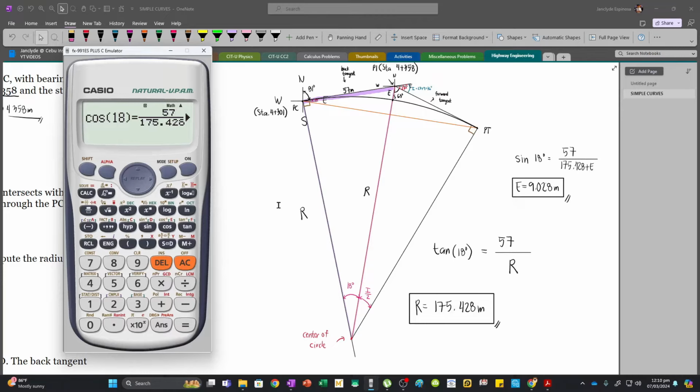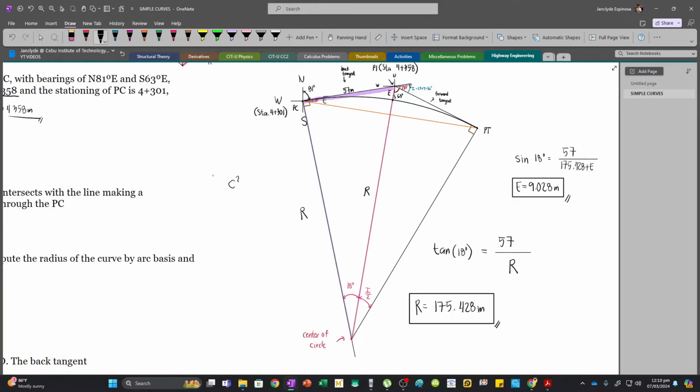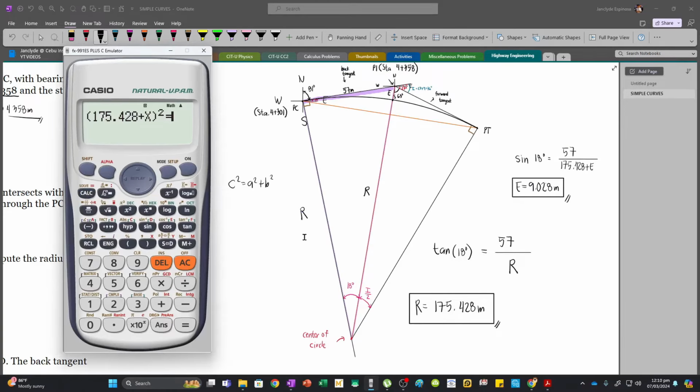Now if you'll use the cosine function, then meron tayong cos 18, and then our adjacent side is the radius, which is 175.428. And so you can still get the same value. And then if you'll use the Pythagorean theorem, in which c squared equals a squared plus b squared, we have the hypotenuse will be R plus E, so that will be 175.428 plus E, and then squared. Now again, this is c squared equals a squared plus b squared, and then our a will be any side, whether R or T. So let's just use R, which is 175.428 squared, and then plus 57 squared. So shift solve, you'll still get the same value.